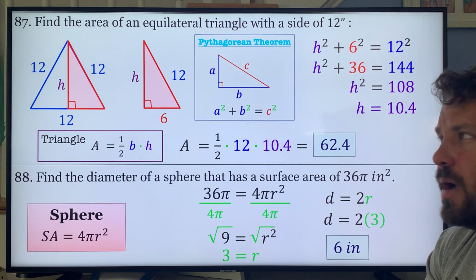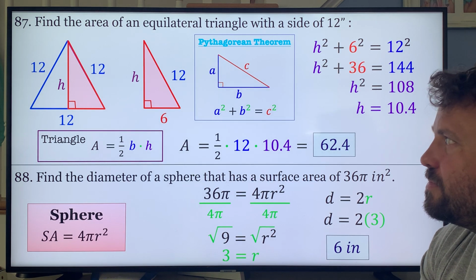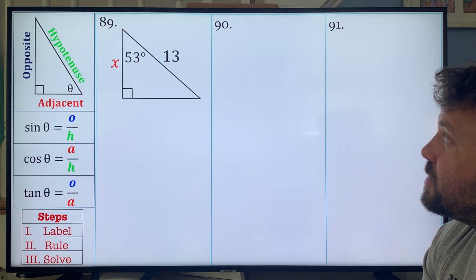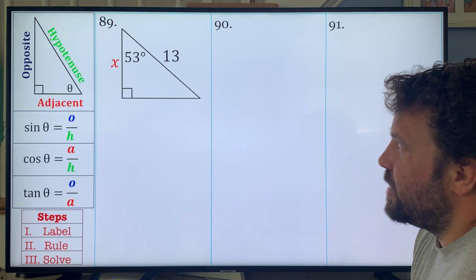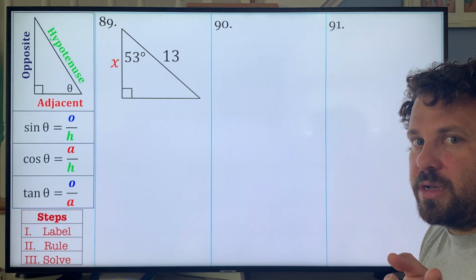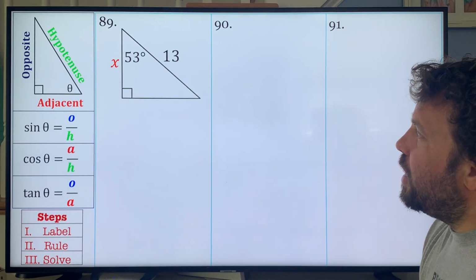All right. Now, I threw on some bonus problems on here, too. Aren't you lucky? Let's go, some bonus. Almost forgot to do the trig. So, trig. Turn your calculator into degrees.